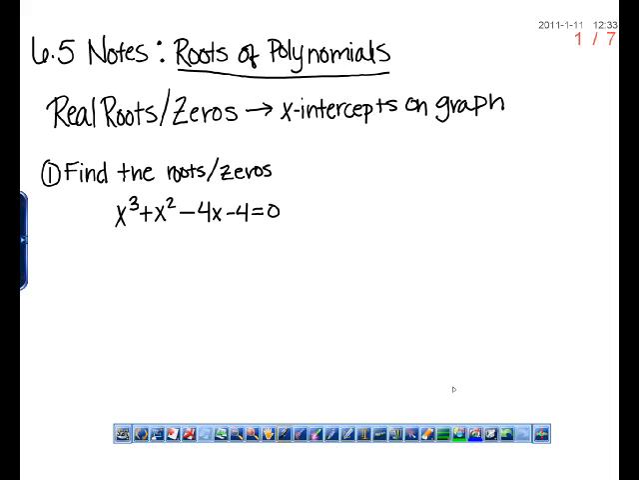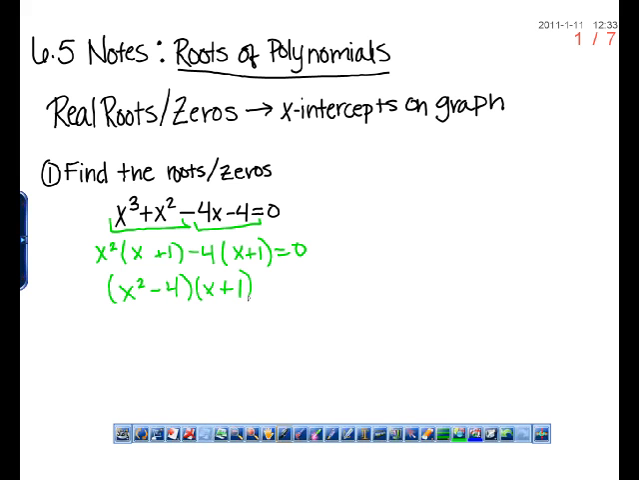So, we have 4 terms, so what method do we use? Grouping. So, group my first 2, group my last 2. What can I pull out of x cubed and x squared? So we've got x squared times x plus 1. What am I going to pull out of here? Negative 4 times x plus 1. So then I'm going to have an x squared minus 4 times x plus 1.